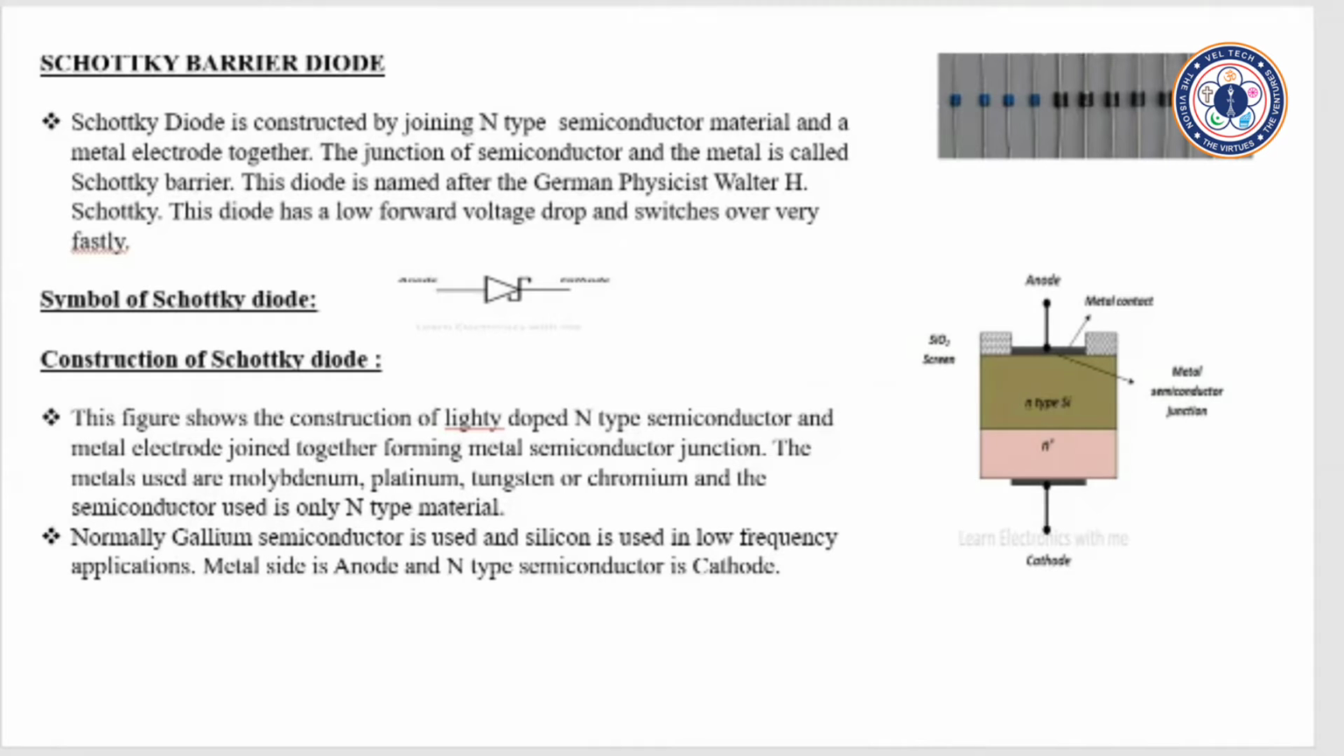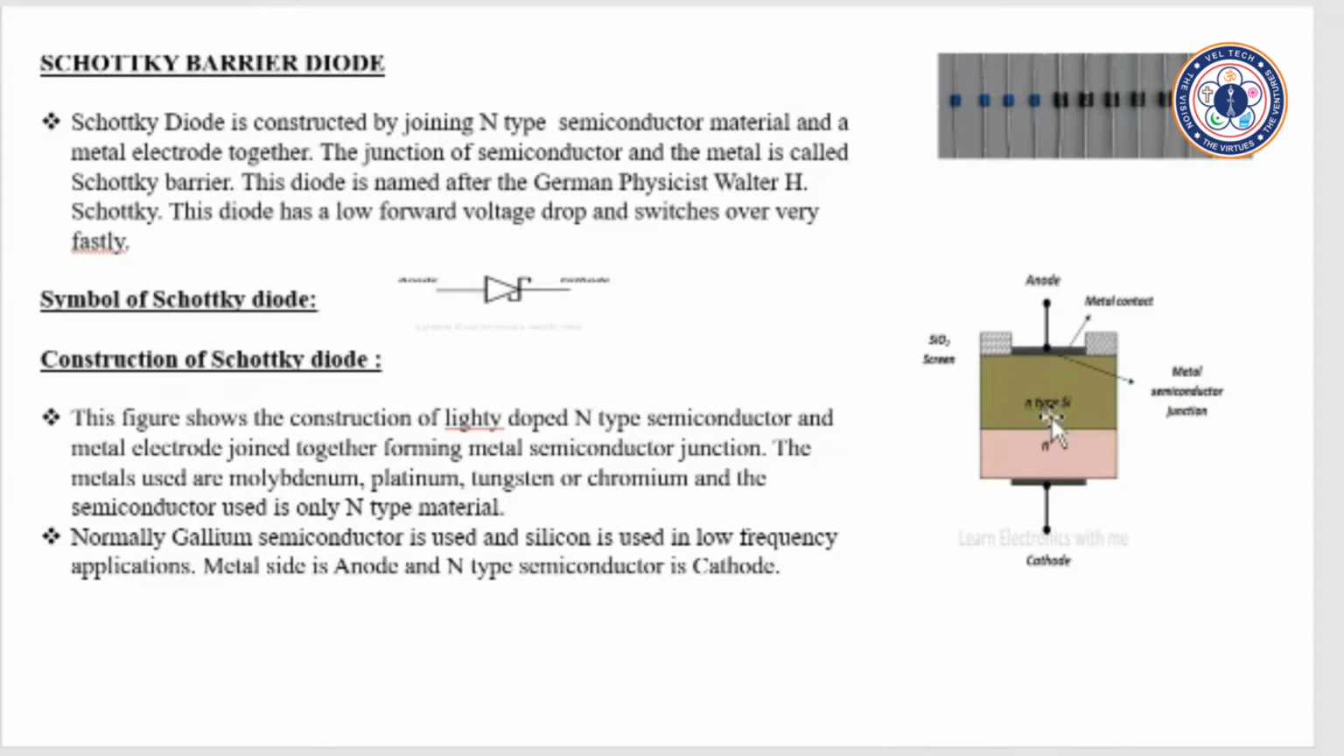Schottky barrier diode. A Schottky barrier diode is constructed by joining N-type semiconductor material and a metal electrode together. Here, this is the metal electrode and this is the N-type material. They are constructed together to form the Schottky barrier diode. The junction between the metal electrode and the N-type semiconductor is called the Schottky barrier.